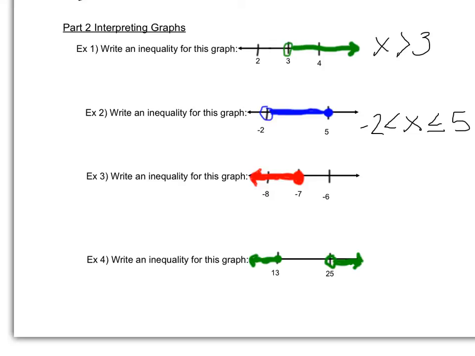Looking at example 3, 3 and 4, great ones for you to try again. I pick my variable, and it looks like I am shading to the left where it's less than -7, so I'm going to say my x is less than or equal to -7, and again I'm choosing the or equal to because it's closed. And finally the last one, it looks like I can either be less than 13 or I can be greater than 25. So writing 2 separate ones with OR in between, I'm going to say x can be less than or equal to 13 because again the circle is closed, or x can be greater than 25, and this time it is not equal to because the circle is not closed.